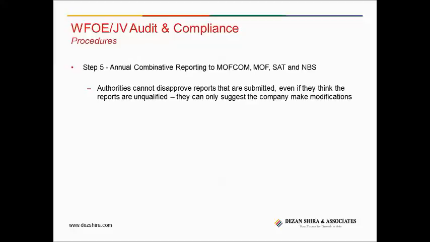The last step is combinative reporting. Additionally, before June 30th, companies will also need to submit a single combinative annual report to the Ministry of Commerce, Ministry of Finance, State Administration of Taxation, and the National Bureau of Statistics. Unlike the previous required annual inspection, annual reporting only allows the government bureaus to take on the role of supervisors rather than judges. They no longer have the right to disapprove reports that are submitted, as they can only suggest that the company make modifications.